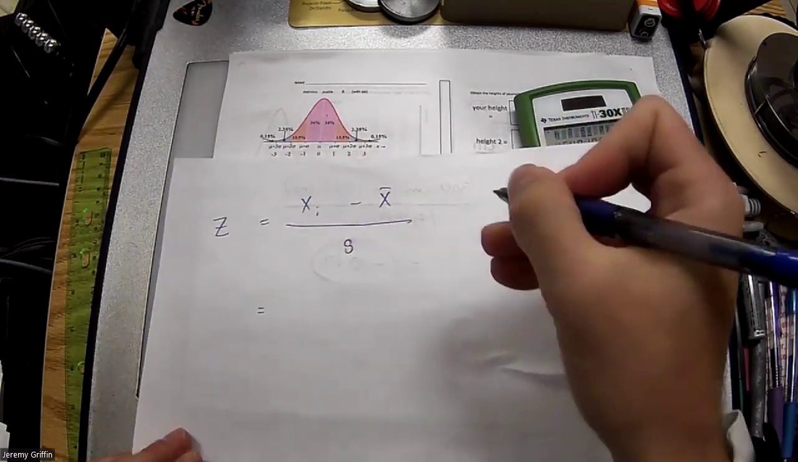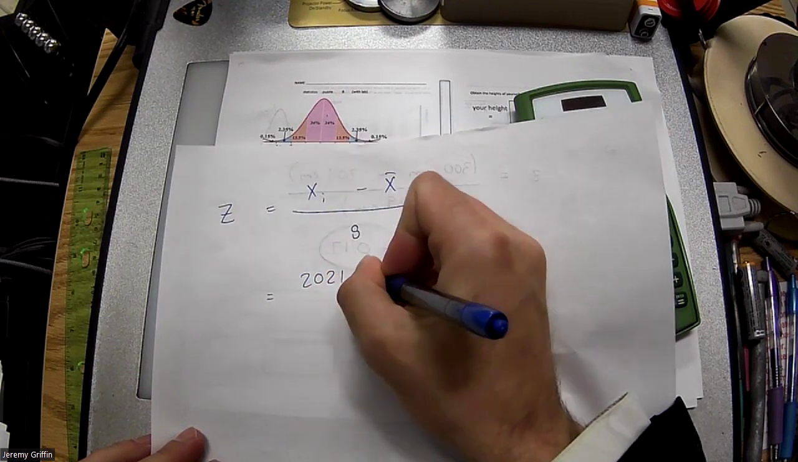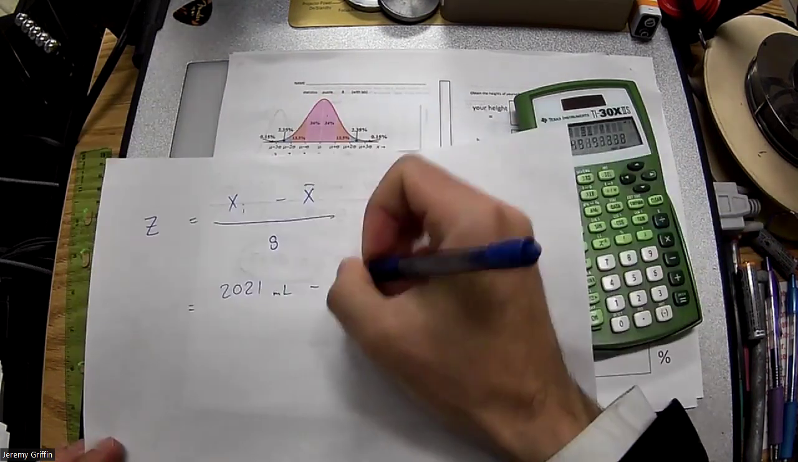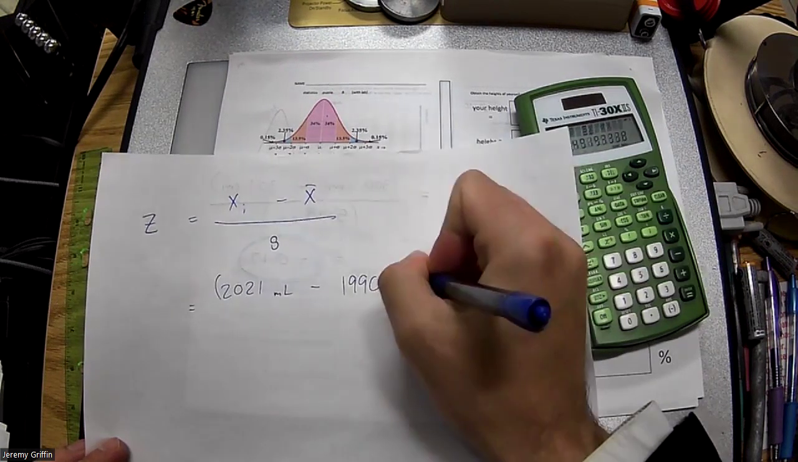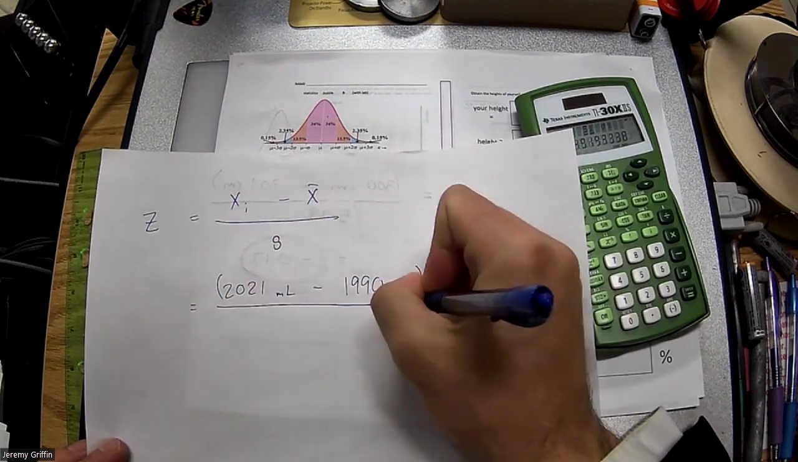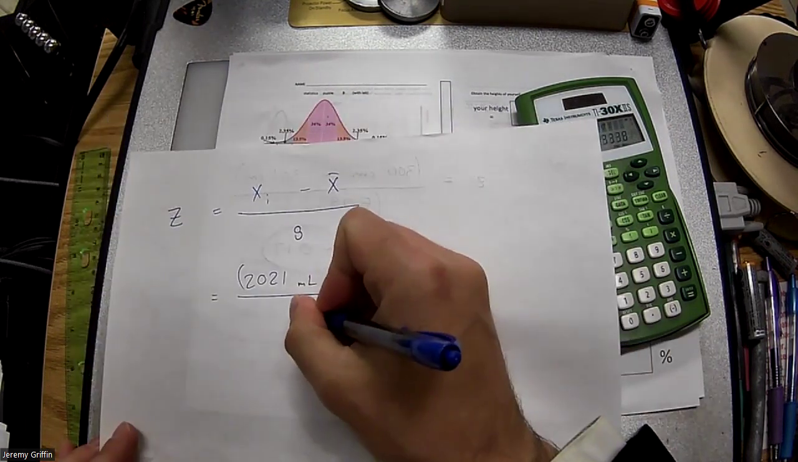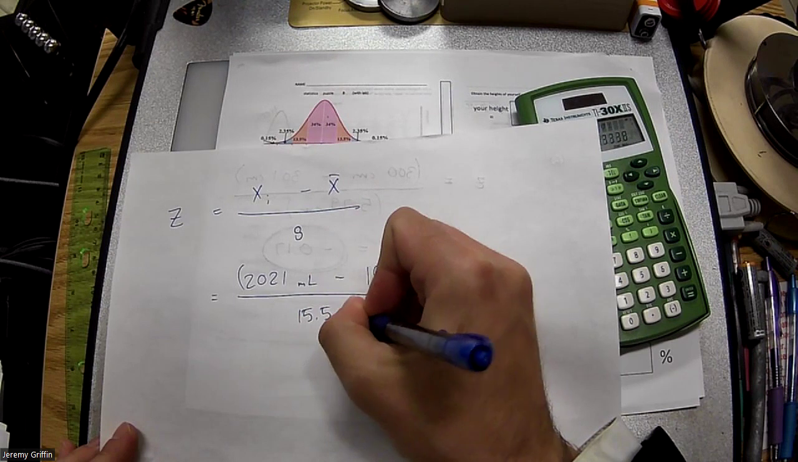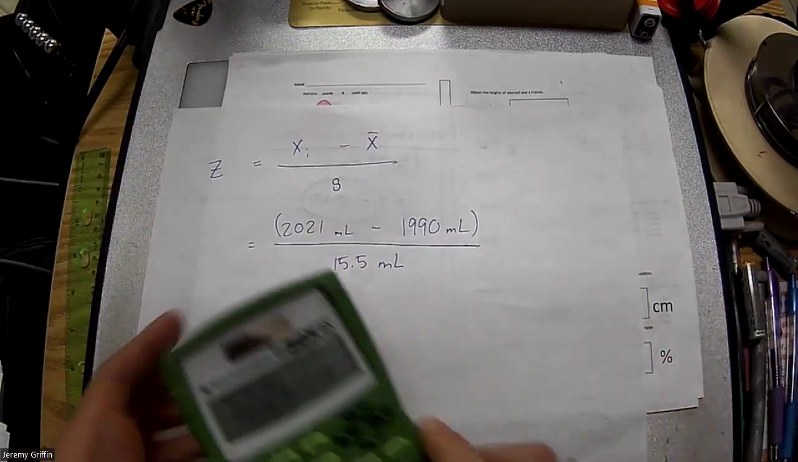So I'm looking at this many milliliters minus the average, which was this many milliliters on my paper, which is probably different on yours. Then group that in parentheses and divide by this many milliliters standard deviation. So I'm getting a z-score on this particular bottle.